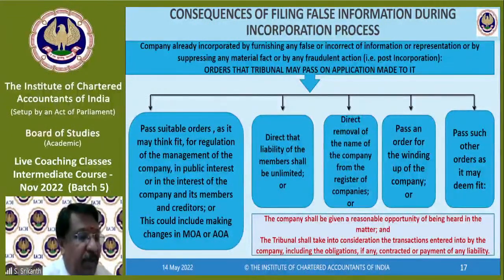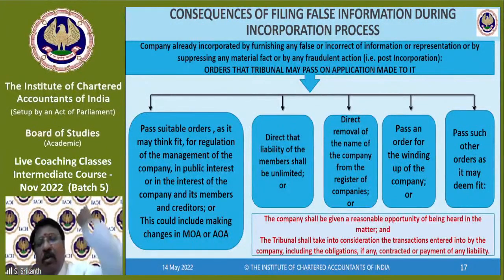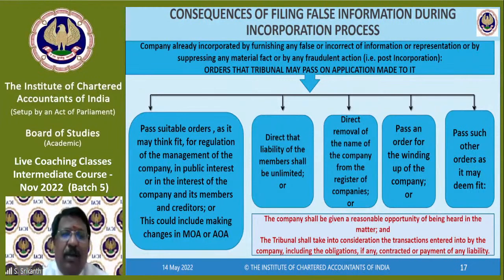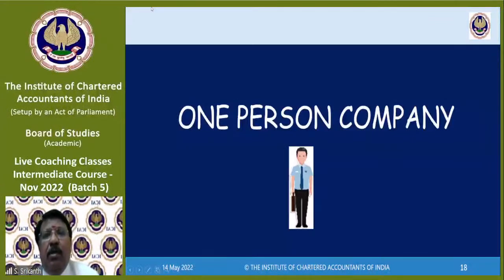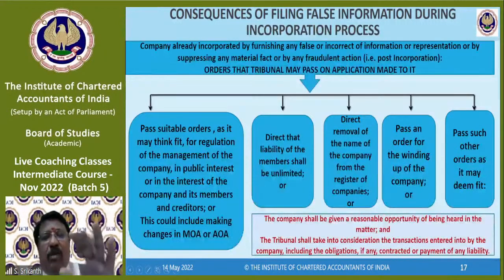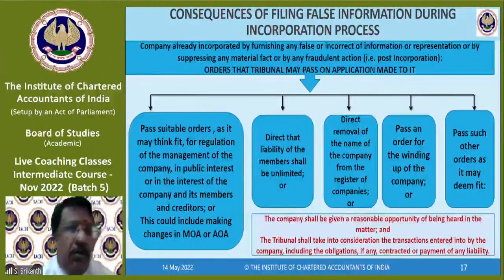Removal of name and winding up are different; obviously that's why they come in two separate columns. At this stage in your studies, don't bother about that. This is an advanced level concept which will come only in final. Currently, understand one thing: removal of the name means the name will be removed from the register of companies. That's all. There will be no selling of assets or paying of creditors.